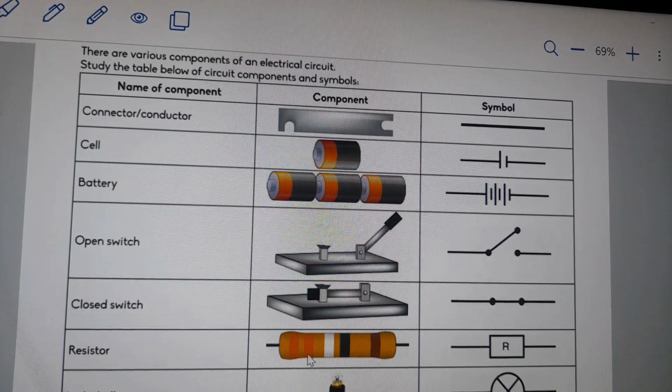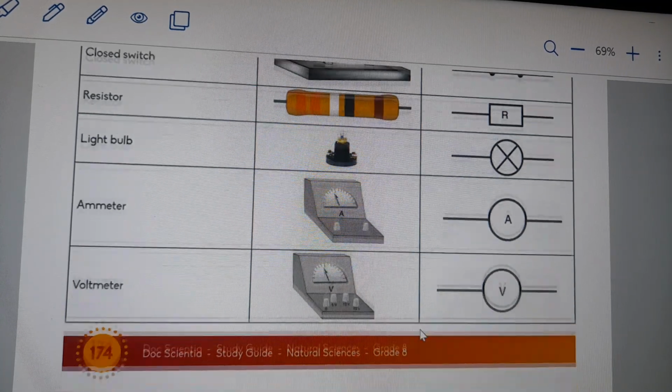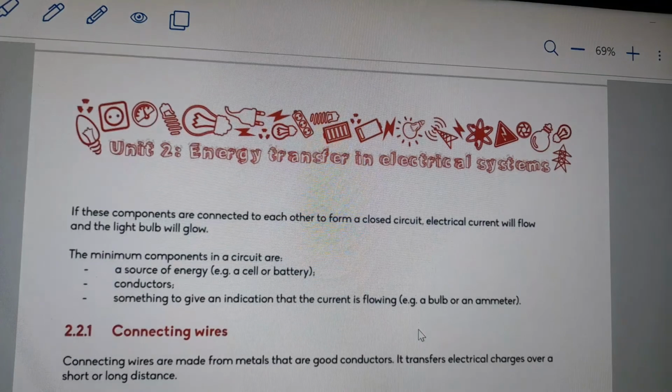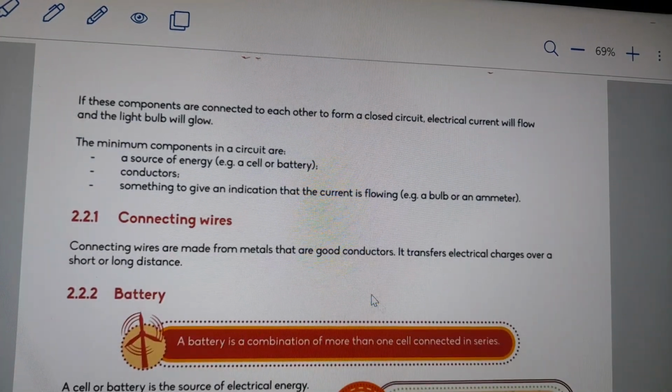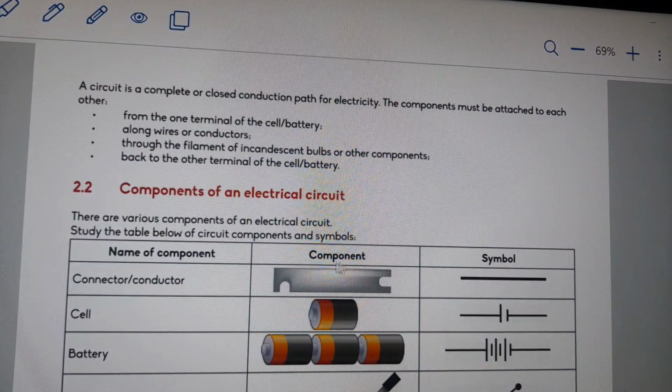We have a resistor. That's the symbol for a resistor. And we have the light bulb. Okay, and this is the symbol for the light bulb. We have the ammeter. You see it has got an A to tell you it's an ammeter. Okay, voltmeter, we've got a V to tell you it is a voltmeter. These are the components of the electrical circuit. Please know them, know their names, know their components, and know their symbols.